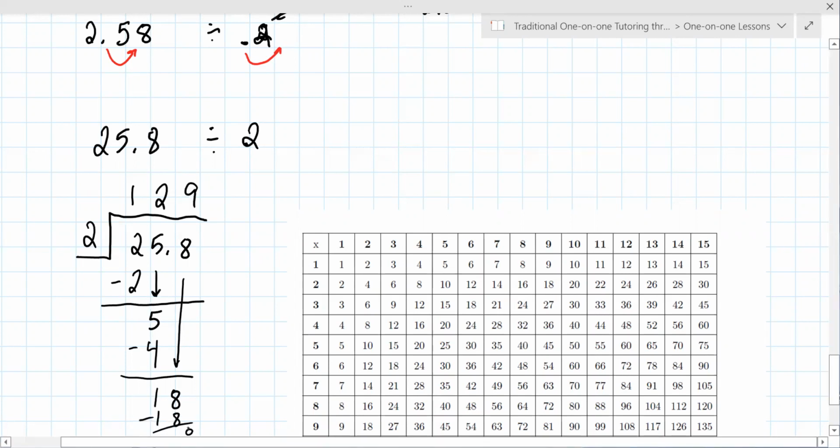So you get 0. And then from here, you just have to figure out where to put the decimal. The decimal goes right up above, so 12.9 is your answer.